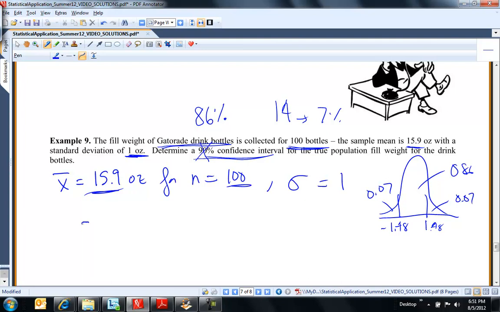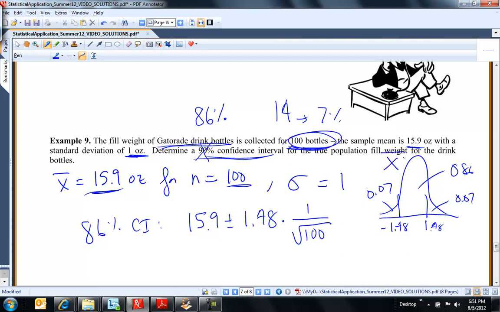So our 86% confidence interval is 15.9 plus or minus 1.48 times sigma divided by the square root of 100. And notice I didn't care whether the fill weights were normal or not, because I have a sample of 100, so I know that the graph of x bar will certainly be a bell curve. So I think I'll leave that one there if you want to compare answers or check, or maybe I'll just save it for the exam.